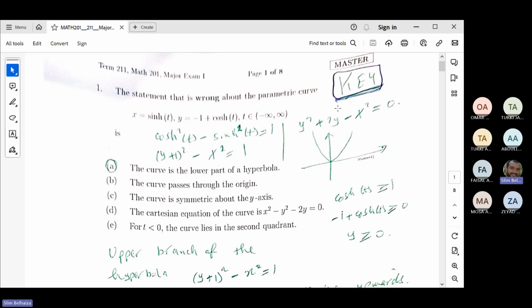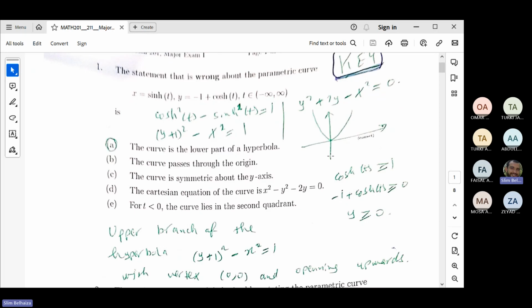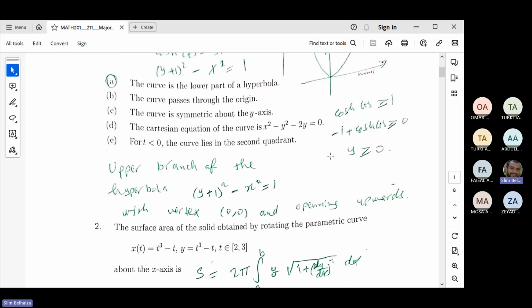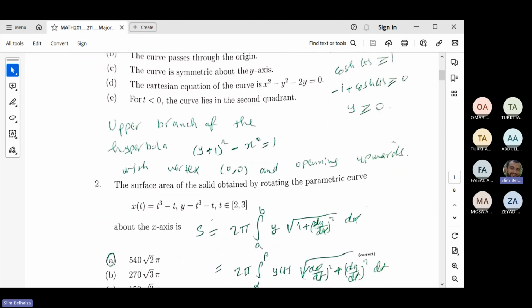You know, hyperbolas, they look like this. If you follow the mouse, you have something like this. You will have a slant asymptote and a vertical asymptote, or a horizontal asymptote and a vertical asymptote. So that's about the first question. Any question on this, guys?